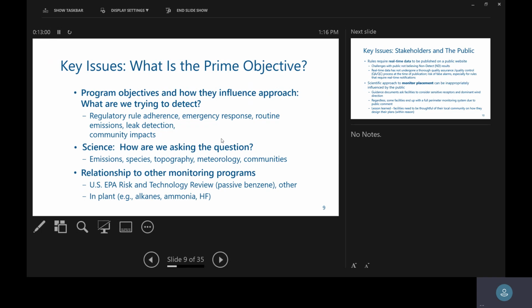And different plants have different types of things. There's not one type of refinery in the world, so some of them have an HF process. There was a big HF alkylation blow up in LA several years ago, and that forced a certain type of monitoring. And so we have a Picarro HF analyzer in the community because of that, actually. That program is ending soon, though, by the way.